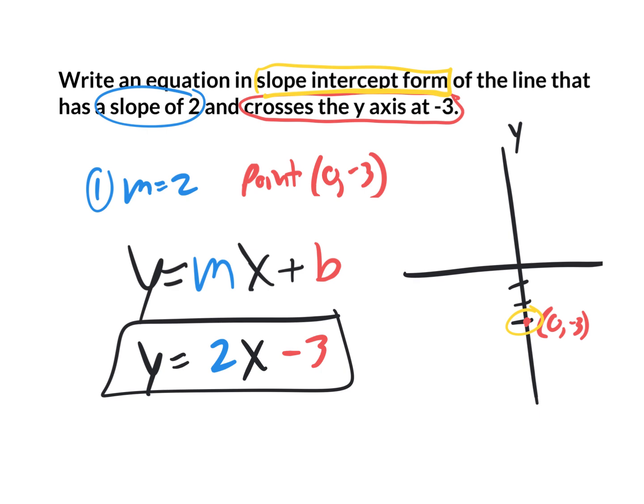Like right here, you didn't need any math. They gave you the slope, and you think, hey, wait a minute, that's the b value. And they wanted y equals mx plus b, so there's my answer. Y equals 2x minus 3.